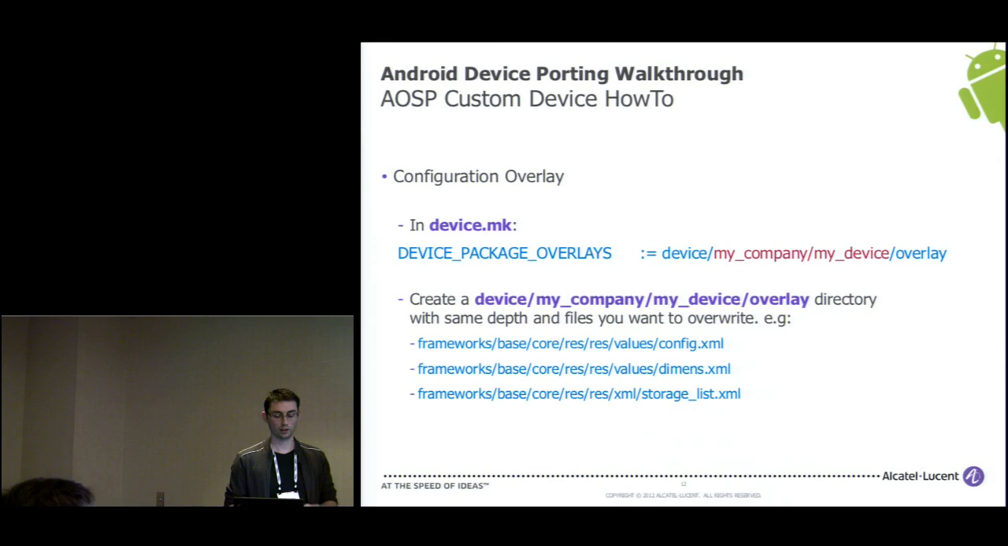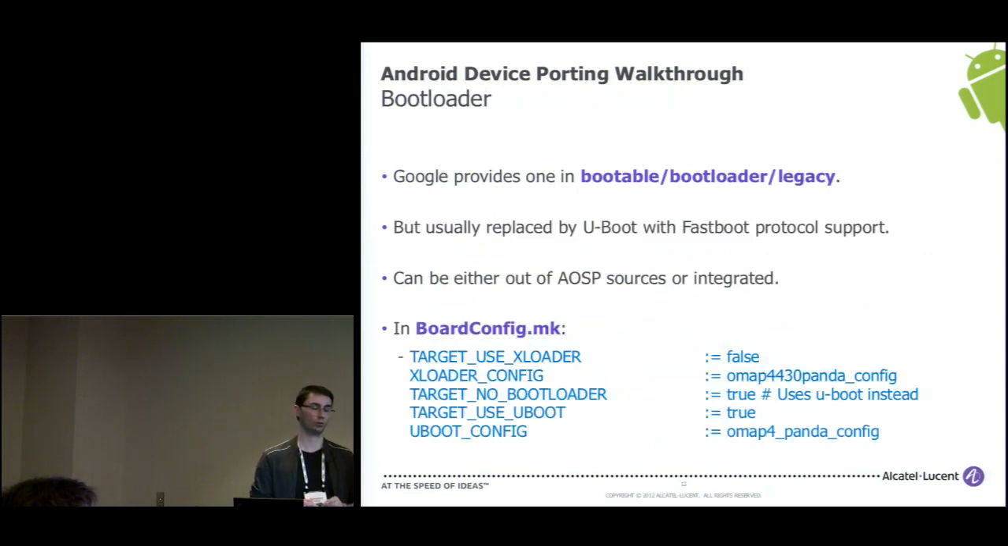Within the overlay directory, usually what you may change are these three files from the framework's base. For example, the config.xml, the dimens.xml, and the storage_list.xml. We just define what mount points you want, if you have one SD card, and if you want it to be auto-mounted. And the config.xml has a lot of settings that you may want to customize about your Android. Whether you have telephony support, what your network connectivity capabilities are, many things can be customized within these XML files. So if you want to really customize your device, just create new files and put these new values within these files.